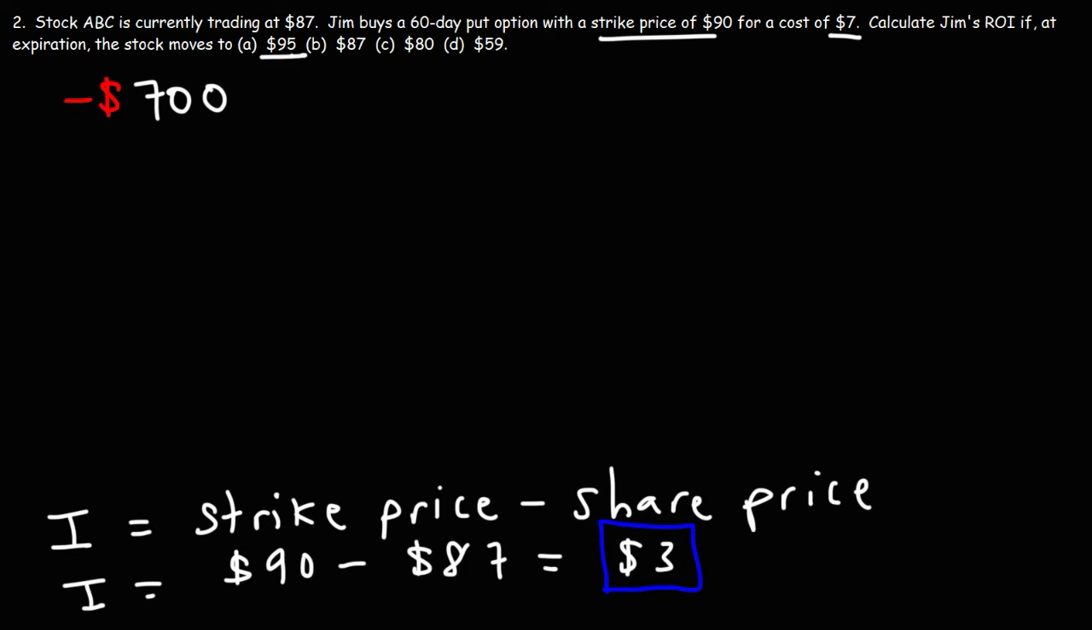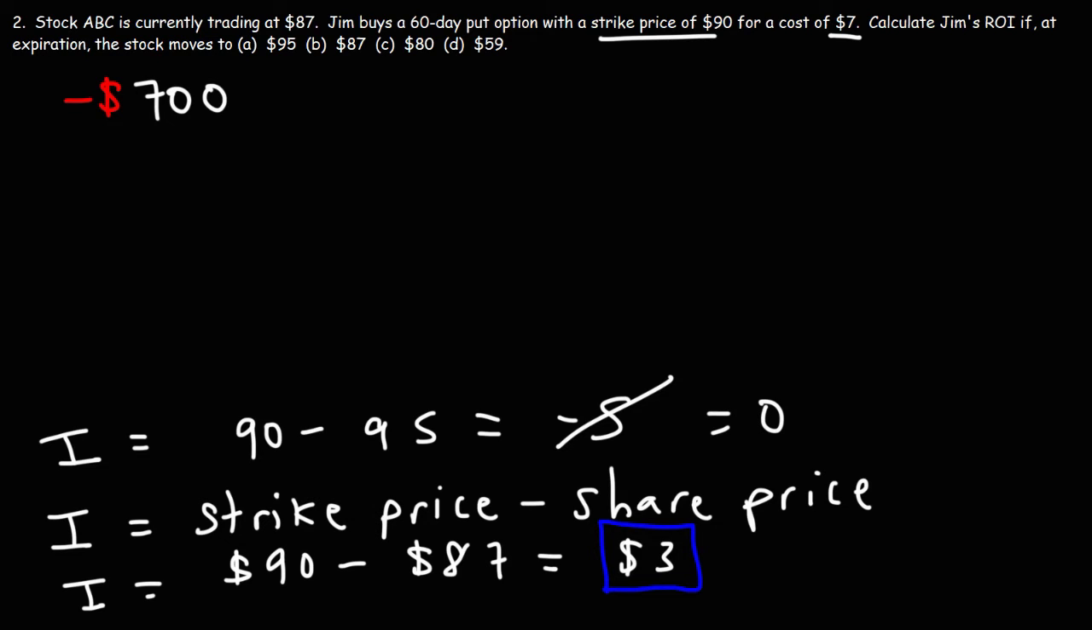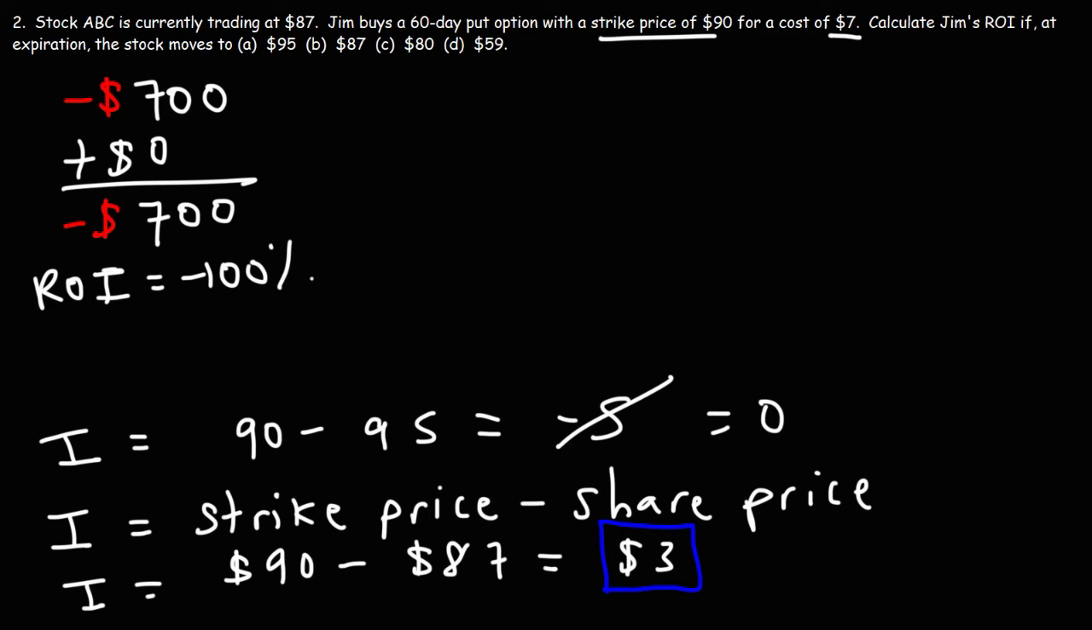Now, the stock is going to move to $95. Using this formula, we have the strike price, which is 90, minus the share price of 95. The intrinsic value can't be a negative number. If you get a negative result, that means the put option will expire worthless, so he can't sell it for anything. Therefore, he's looking at a $700 loss. Because he lost his entire investment, his ROI is negative 100%. Now let's move on to part B.